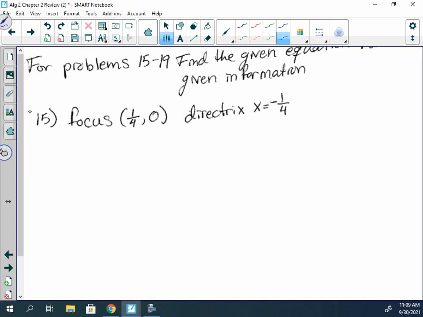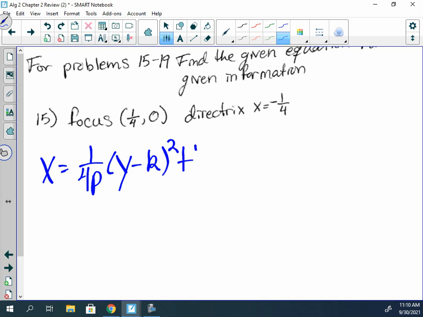Now here, we have 1/4, 0 as the focus, and the directrix is x equals -1/4. Well, the only one of the two equations that has a directrix of x equals is our x equals 1/4p times y minus k squared plus h. Because it says the directrix is what? X equals h minus p. The directrix here is x equals. Both have x equals, so that's the equation that we're using. Say x equals and I write y. X equals 1/4p parentheses y minus k squared plus h.